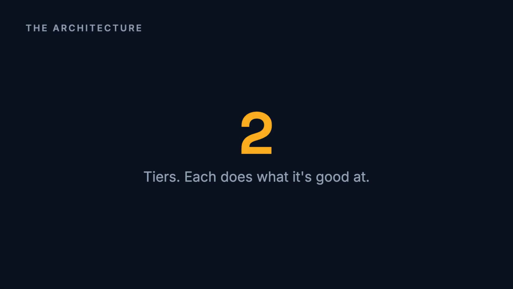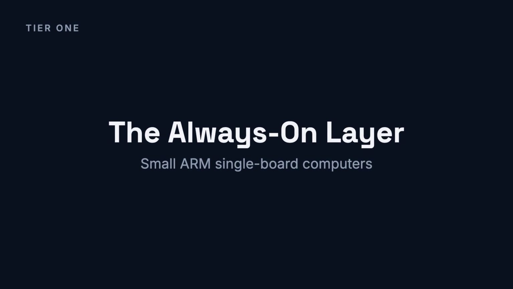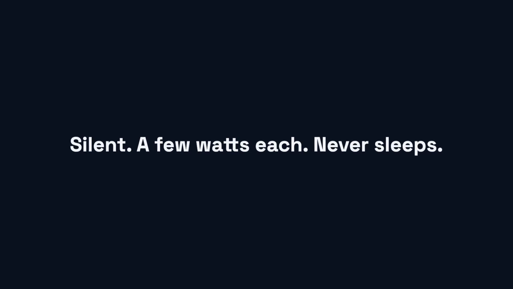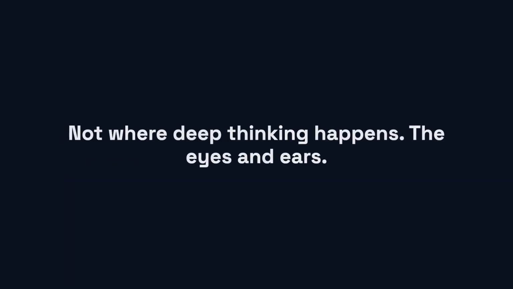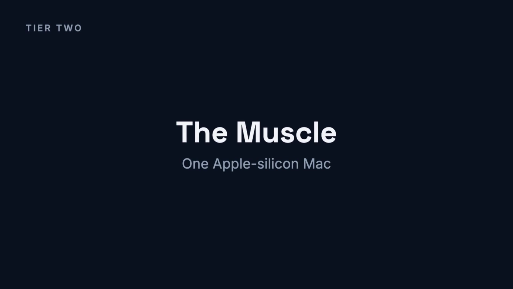So this lab is built in 2 tiers, and each tier does the job it's actually good at. Tier 1 is the always-on layer. Small ARM single-board computers. Silent, a few watts each, cheap enough to dedicate. They run everything that must never sleep: the memory, the services, MCP connectors, the automations, the network glue, the nervous system of the lab. This tier is not where the deep thinking happens. It's the eyes and ears, the tools of your AI. Lightweight, latency-tolerant tasks are processed here. It costs almost nothing to keep running around the clock, and that is exactly what you want from a nervous system.